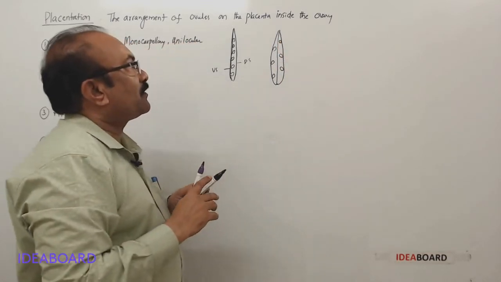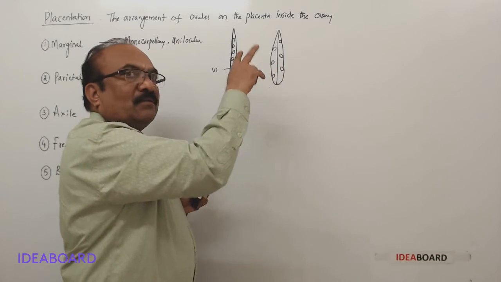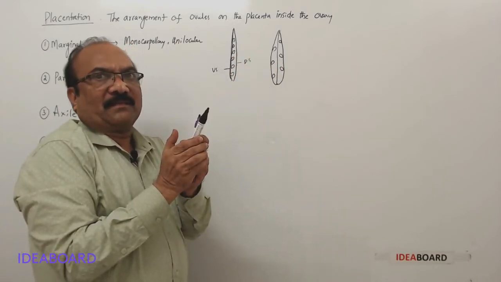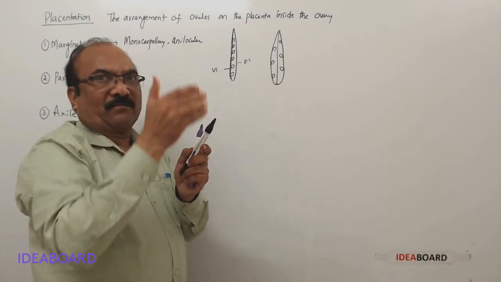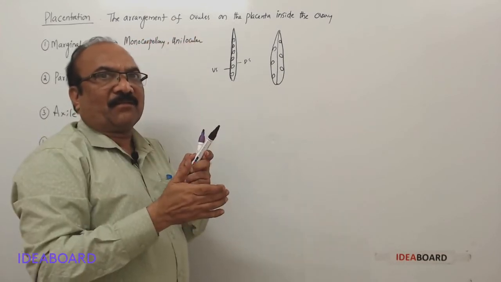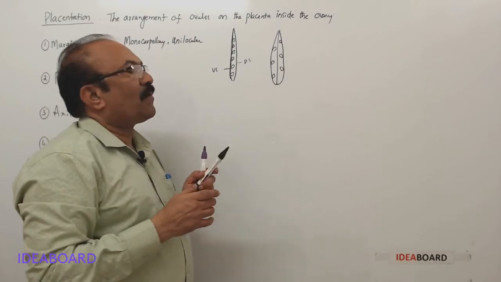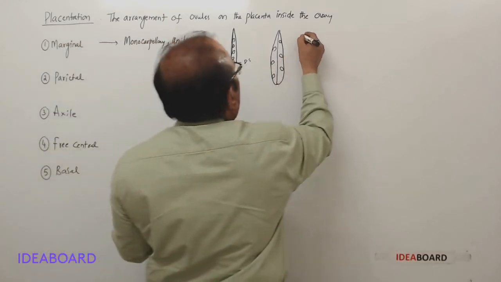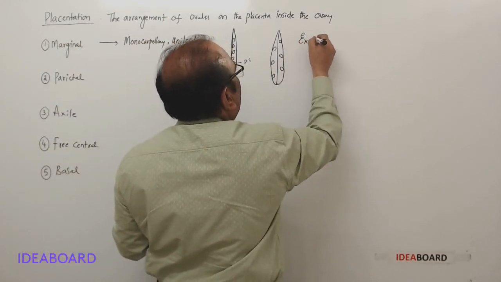you will find the ovules attached on the 2 margins. Of course, when you close it, one ventral suture is formed. That means one margin is formed. That's why this is called marginal placentation. So the example for this is Fabaceae.